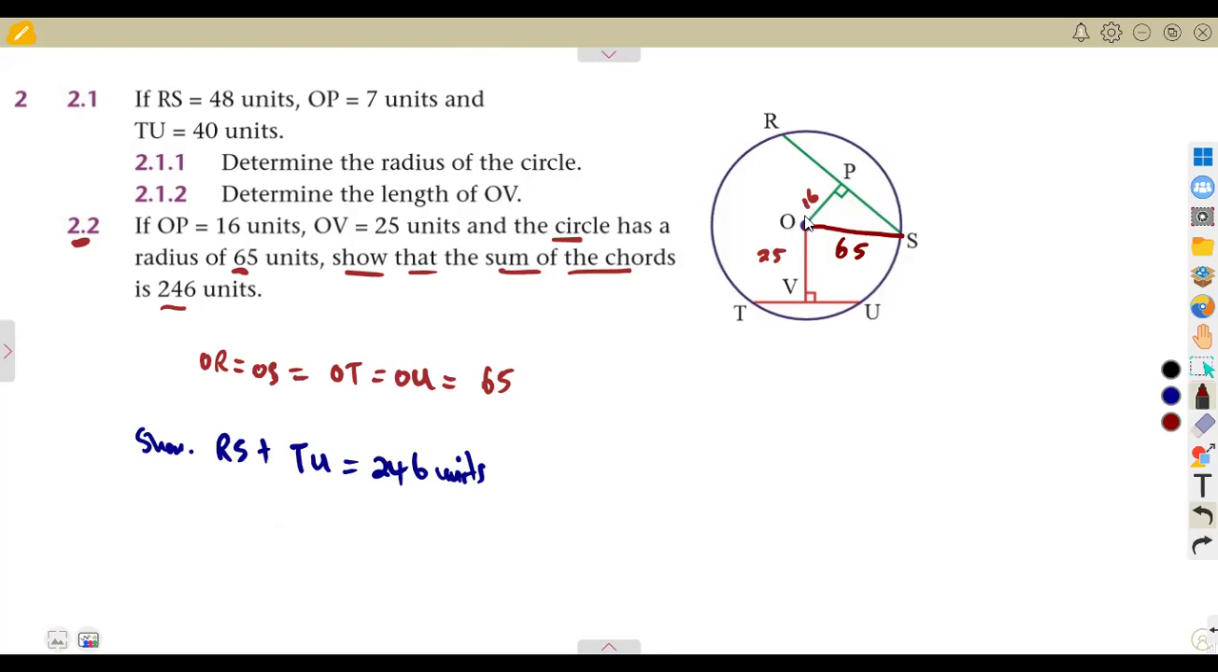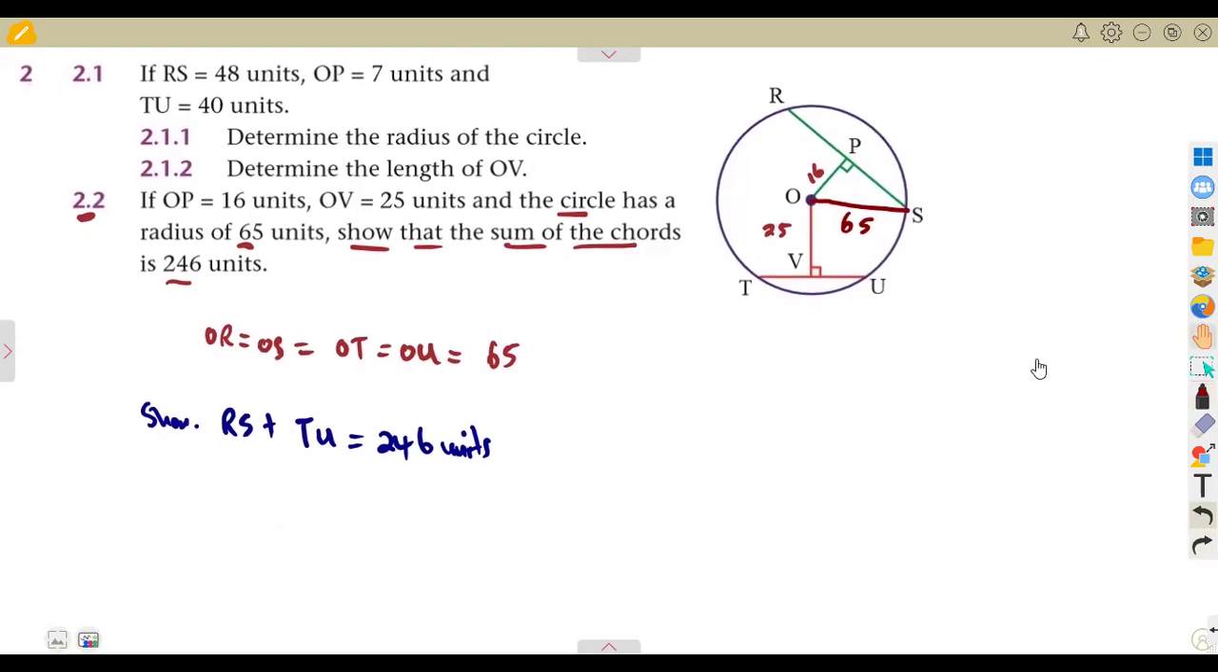So it means if I am given OP, given also OS, I can calculate the length of PS. It's possible to calculate PS because this is a right angle triangle, remember? So from triangle OPS, all right? Why calculate PS? Because we know that PS is equal to RP. So if I have PS, it means I have RP. And at the end of the day, I have got RS.